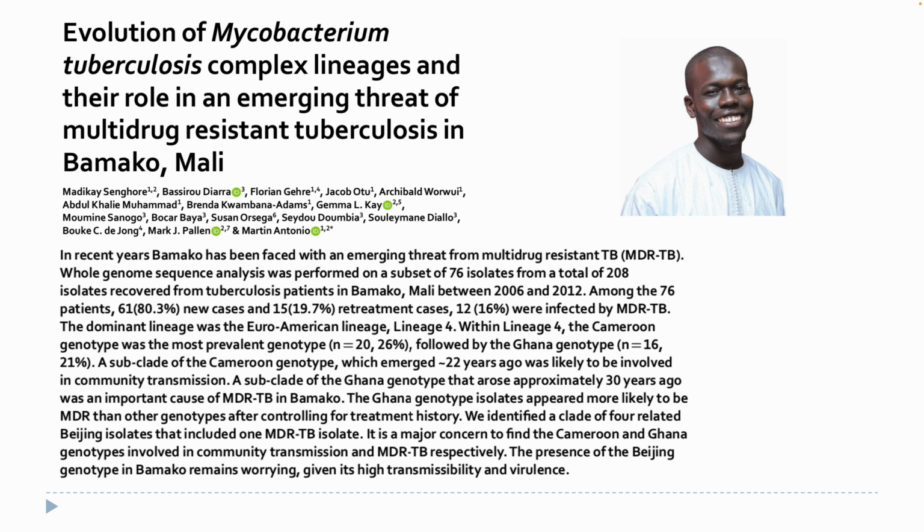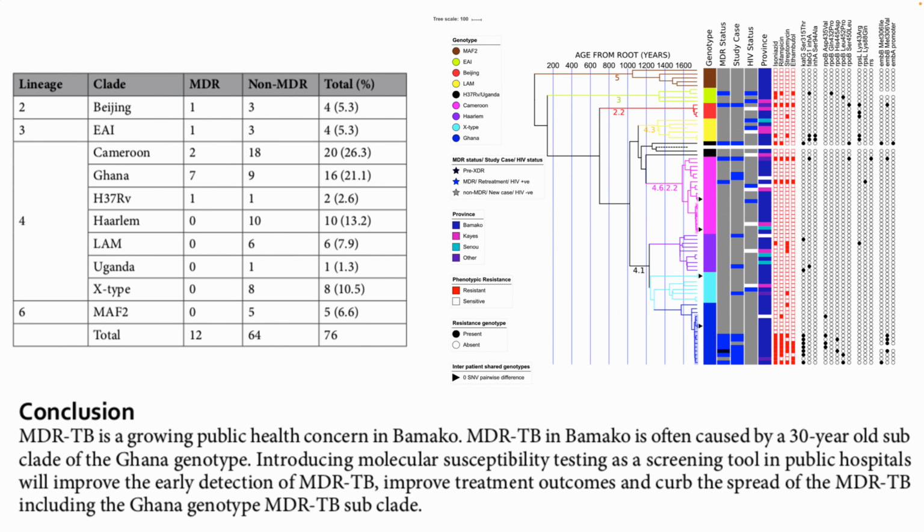And what we found was that most of them belonged to what's called the Euro-American lineage, which is what we'd expect because that's the predominant lineage across the world. But there were genotypes within that lineage, one called the Cameroon lineage, another called the Ghana genotype. As their names suggest, they were initially identified in West Africa, so there is a kind of geographical stratification to these genotypes. And we found that one particular subclade of the Ghana genotype was an important cause of MDR-TB in Bamako.